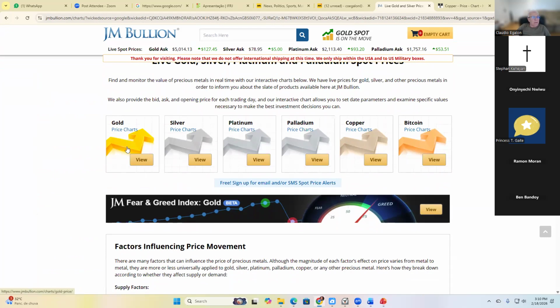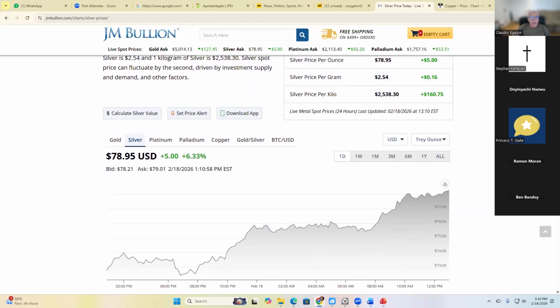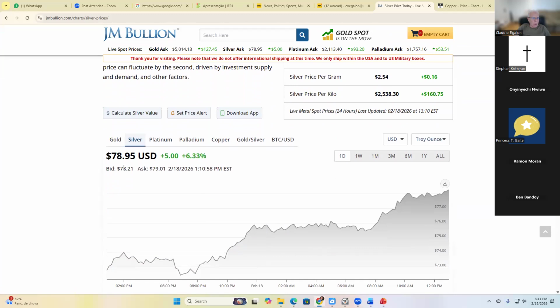Bitcoin is something else. Price charts. Let's take a look. I want to show you silver. Let's see if we can get a good one. And don't forget, this price is what we call the spot price of silver in the American market.